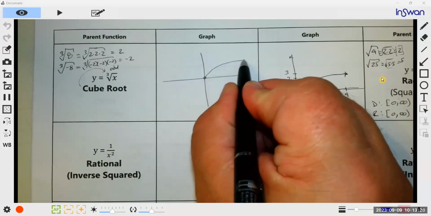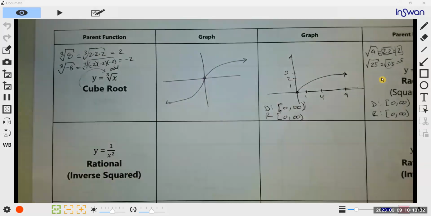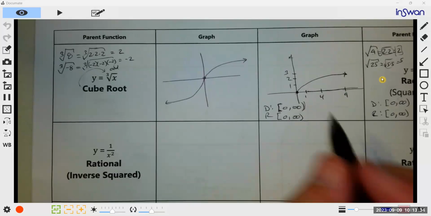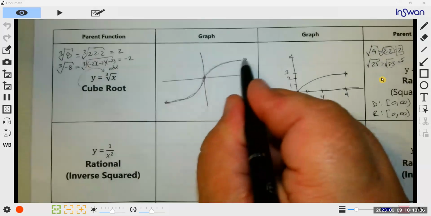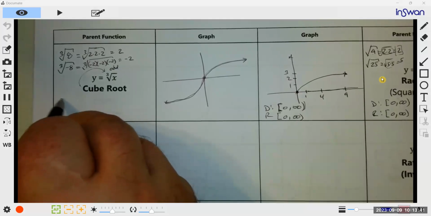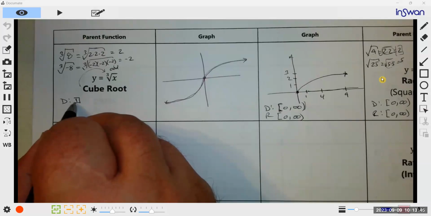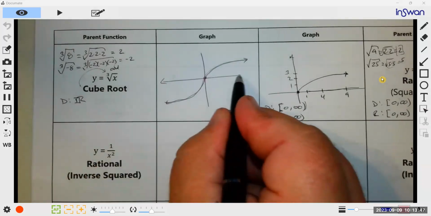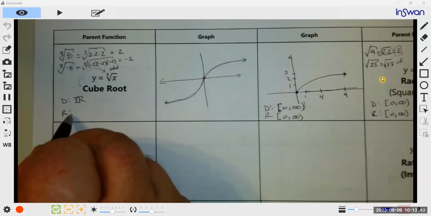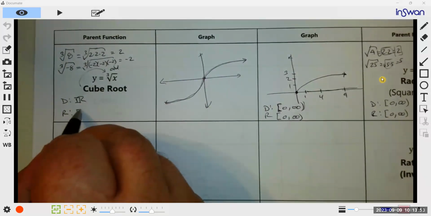So we have the same type of graph on the positive, but we also have, if x is negative, y is negative. So it looks like this, like a very flat S. The domain is all real numbers, so it goes from negative infinity to positive infinity. And the range goes down forever and up forever.